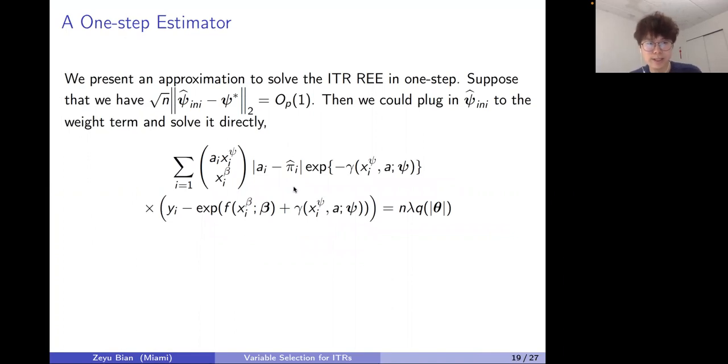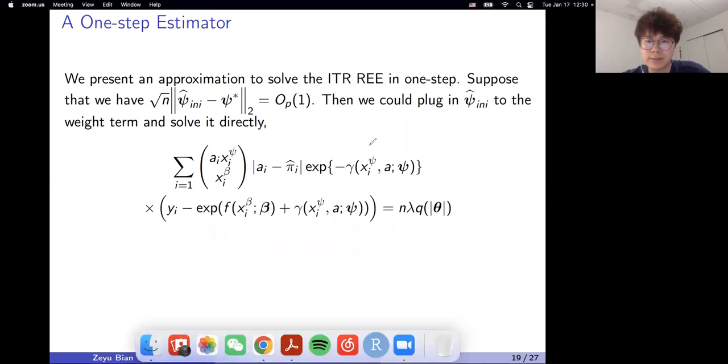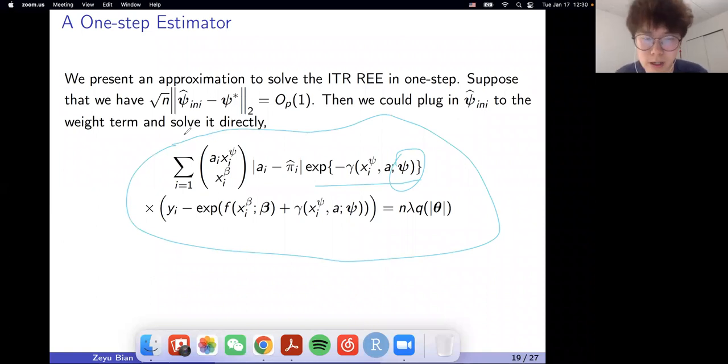So now we present an approximation to solve the ITR REE in just one step. Suppose that once again, we have this initial estimator. Then we could simply plug this initial estimator into this term here. And we could simply solve this whole penalized generalized linear model problem. And there are many R packages that could do it, for example, glmnet in R.